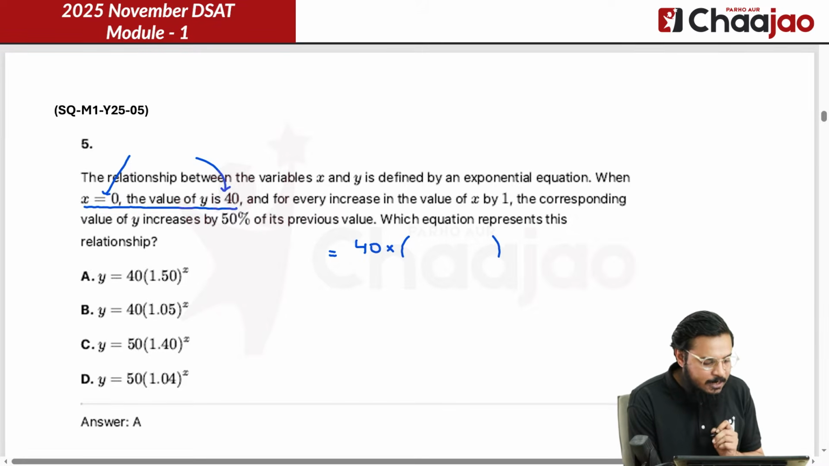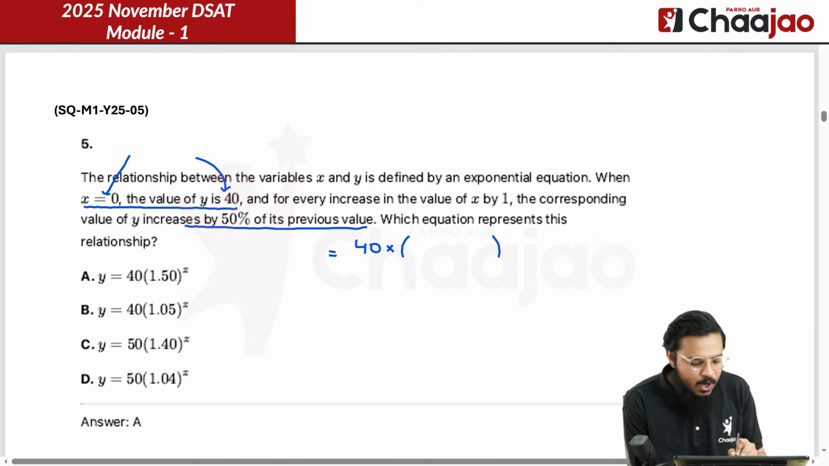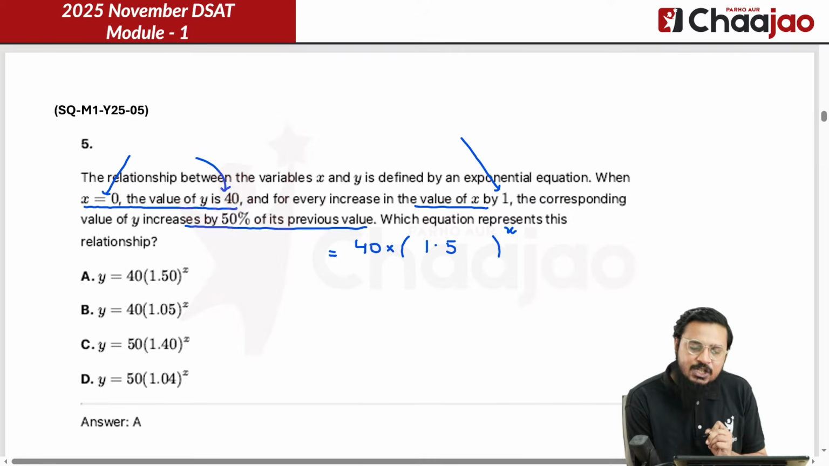This value of 40 is increasing by 50%. So my rate would be 150%, 100% plus 50%. That would be 1.5, and this value of y is going to increase by 50% for a total of x units, and the change occurs after every 1 unit change in the value of x. So that represents the unit change. So x over 1 would be my power, and in which answer option is this perfectly correct? 40 times 1.5 raised to the power x over 1, or just x, is mentioned in answer option A. That should be the right choice.